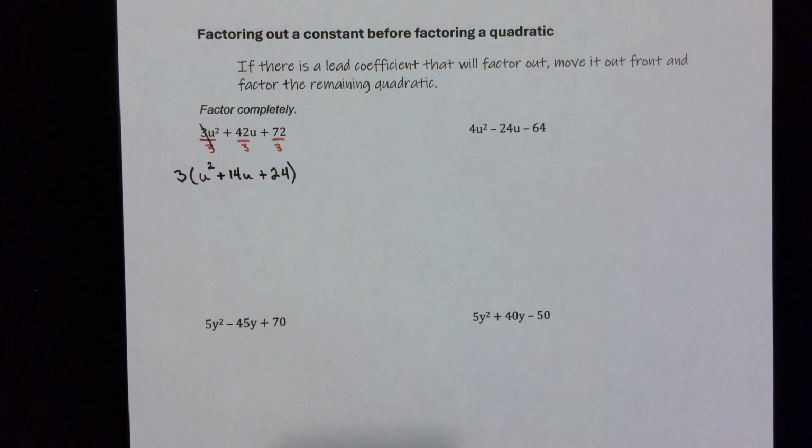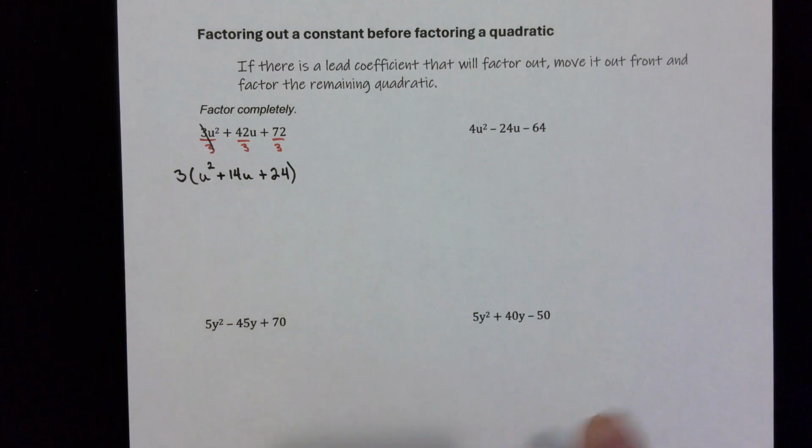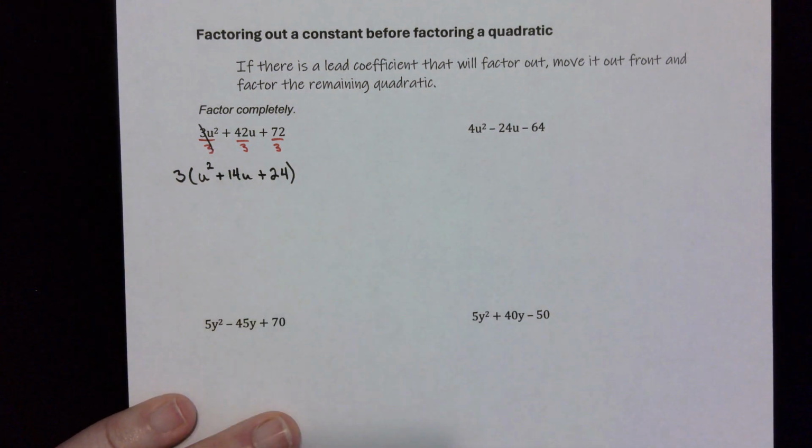Now, if you try to do this and it doesn't divide in evenly into these numbers and it leaves you with a fraction, then you either did it wrong or it can't be factored. Okay, so it should look like this once you're done. You take out that number and what's left is all whole numbers.